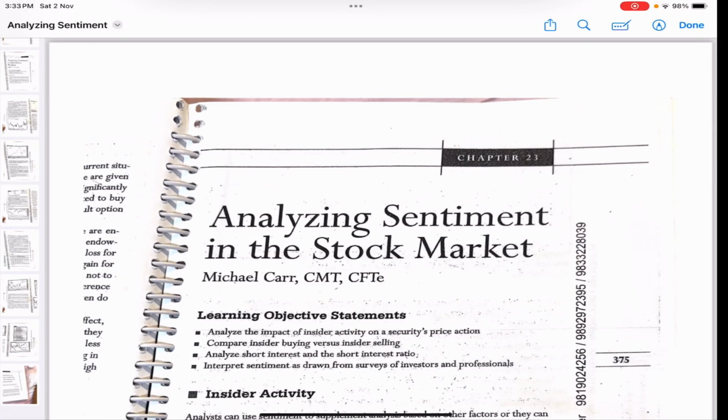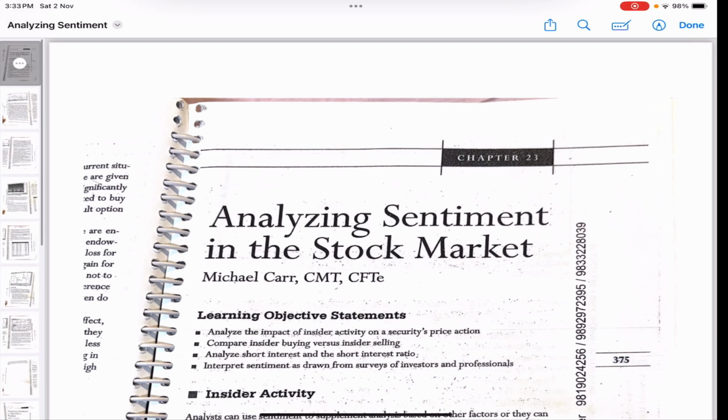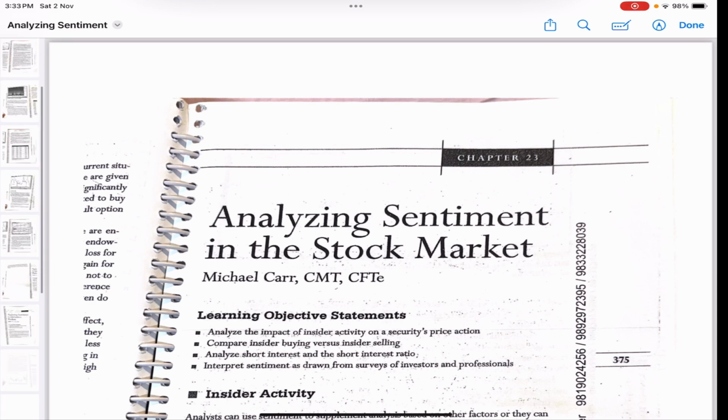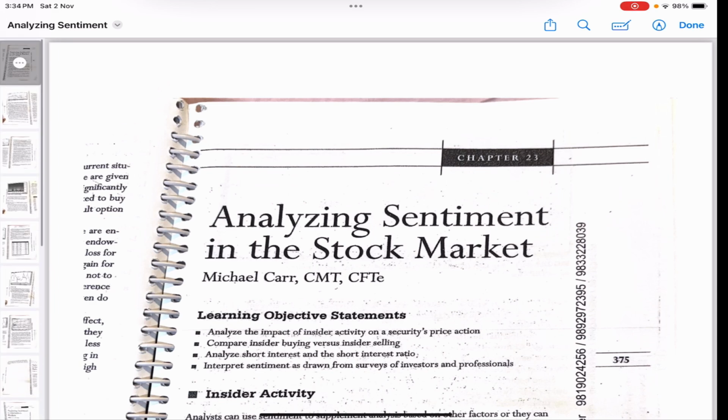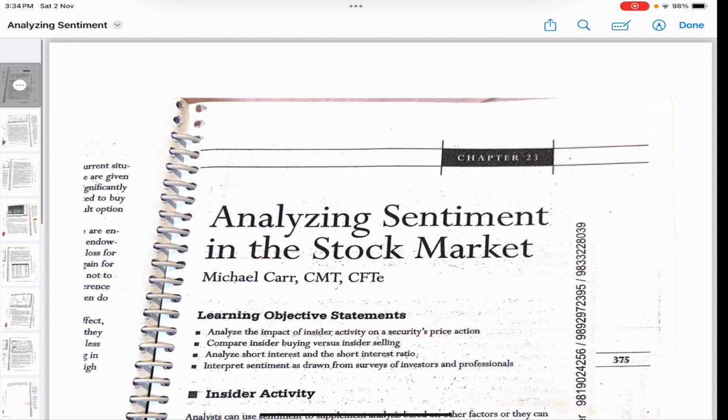Hi everyone, in this video we'll be beginning with chapter number 23 of CMT Level 2, analyzing sentiment in the stock market. Before watching this video, make sure that you've checked the previous chapters. In case you haven't, I've linked them in the description box below.